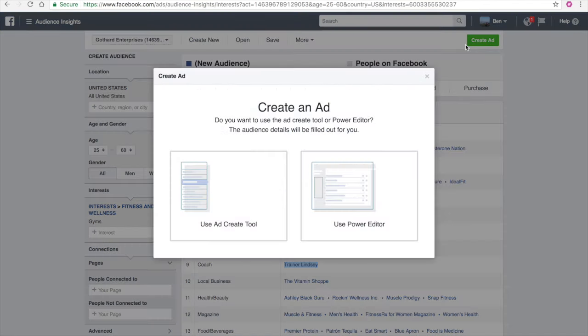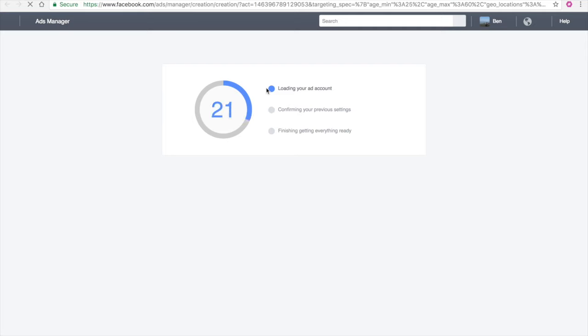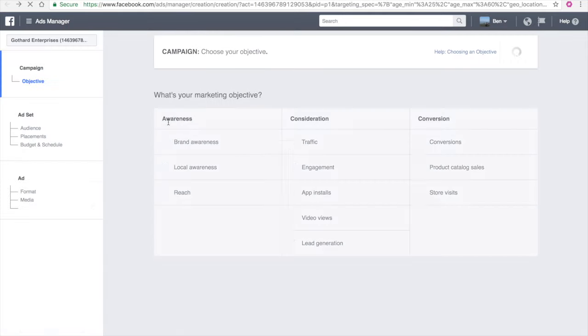So let's create this ad, and we're going to use the ad create tool. I don't want to go too much into Power Editor right now. So we're going to load our ad account, and we're going to choose our objective. Depending on what platform you use when you're trying to sell this, I would recommend either conversions, traffic, or engagement. And different people will tell you different things, but typically if you can put your Facebook pixel on your own website, definitely use conversions over traffic, because conversions will send traffic to you.